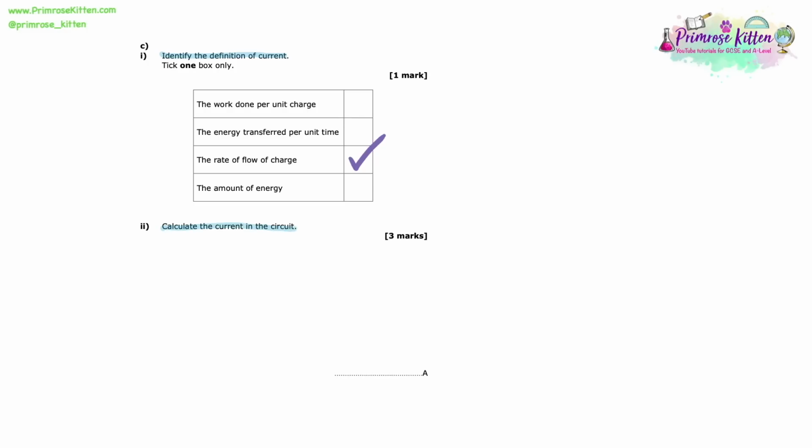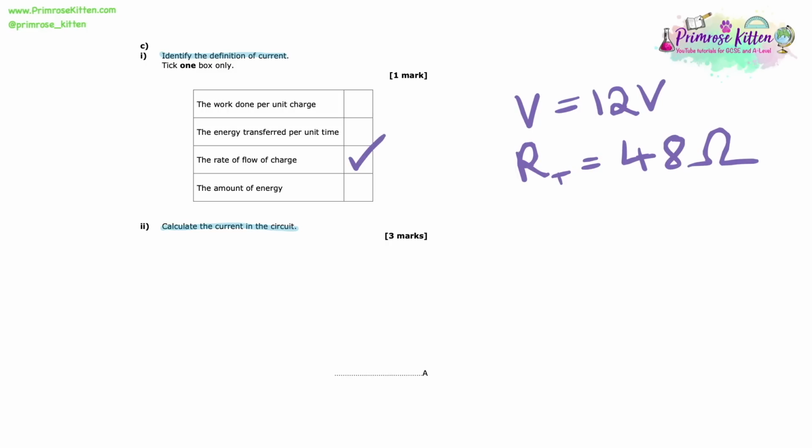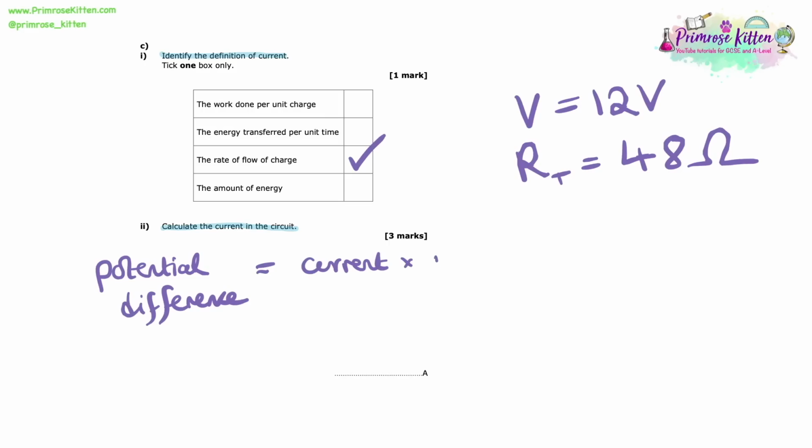So next up, we're asked to calculate the current in the circuit. To be able to work this out, we need to know which formula to use. At the minute, we know that the voltage is 12 volts, we were told that earlier, and we worked out that the total resistance in this circuit was 48 ohms. So that means that we need an equation with potential difference in it, with total resistance in it, and with current in it. So here we have potential difference equals current times resistance. Or you might know that equation as V equals I times R. Both of them mean the exact same thing.